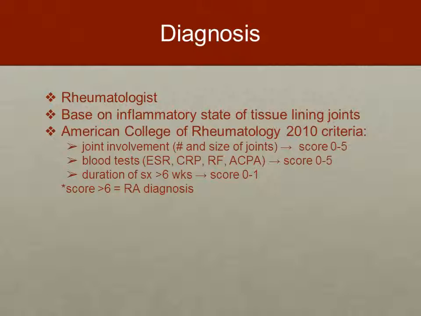And then for blood tests, if you have high levels of C-reactive protein, erythrocyte sedimentation rate, something called rheumatoid factor in your blood, and then also anti-citrullinated protein antibody, this will give you a higher score, the highest being 5 for that category. And then they also give you a point for having a duration of symptoms greater than 6 weeks.